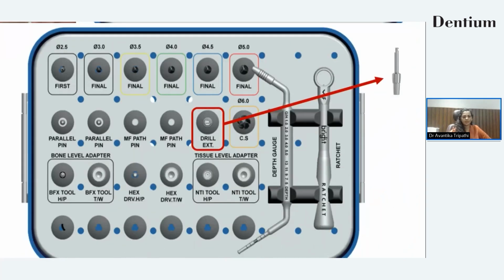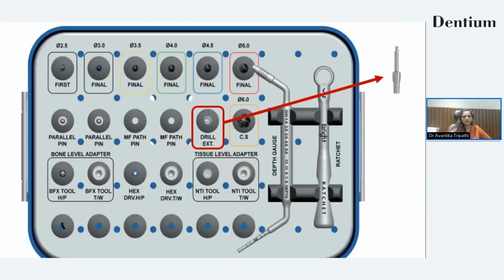This is the drill extender, which is used to increase the length of the drill. So if I'm going to place an implant in the upper, let's say in the 1/7 region, immediate implant placement, sometimes what happens is our handpiece touches the adjacent teeth and we are unable to reach the desired depth in the furcation area. In those cases, we need to use the drill extender.